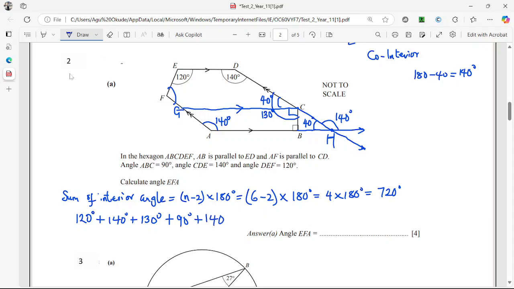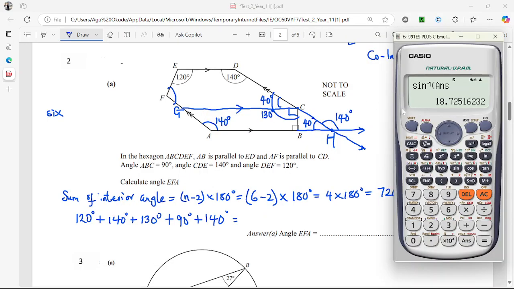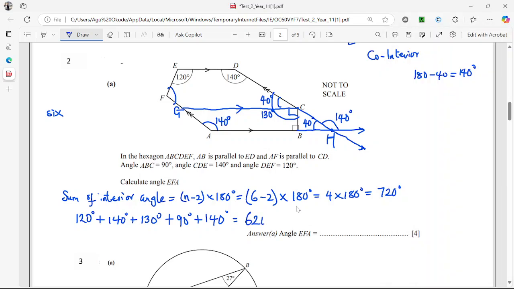How many angles do we have here? 5. 1, 2, 3, 4, 5. Remember, a hexagon has 6 interior angles. So I have 5 of them right here, and I'm looking for the 6th one. 120 plus 140 plus 130 plus 90 plus 140. So what I have here is 620.